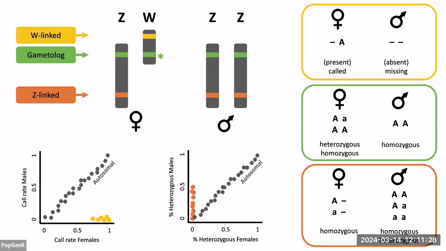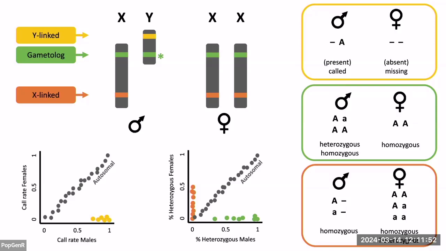And now, this is exactly the same, just in the opposite direction for the XY sex determination system. So the gametologs are also here, right? With no males being heterozygous. As I was saying, this is exactly the same for the XY sex determination system, just in the opposite direction. It's flipped.